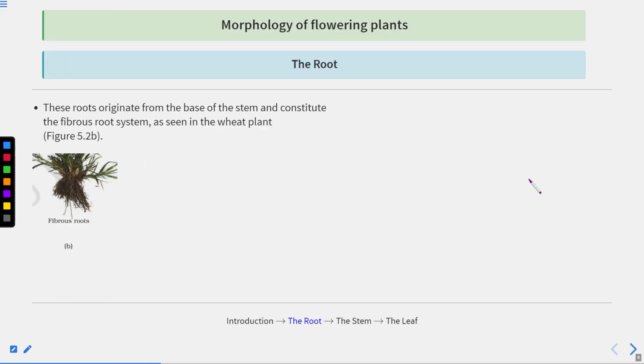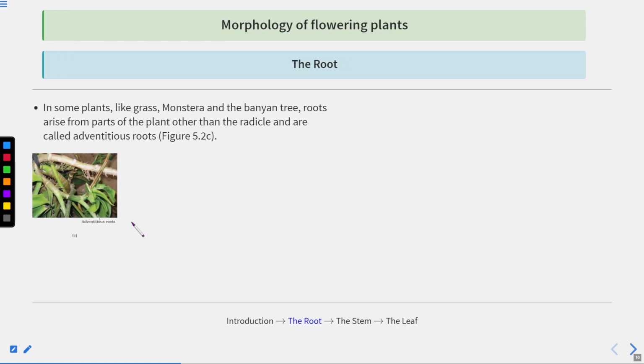Here you can see the fibrous root, very important. You can see many branches coming out. These roots originate from the base of the stem and constitute the fibrous root system, as we can see in wheat, rice, and also maize, corn. This shows the fibrous root system in monocot plants. Very, very important.